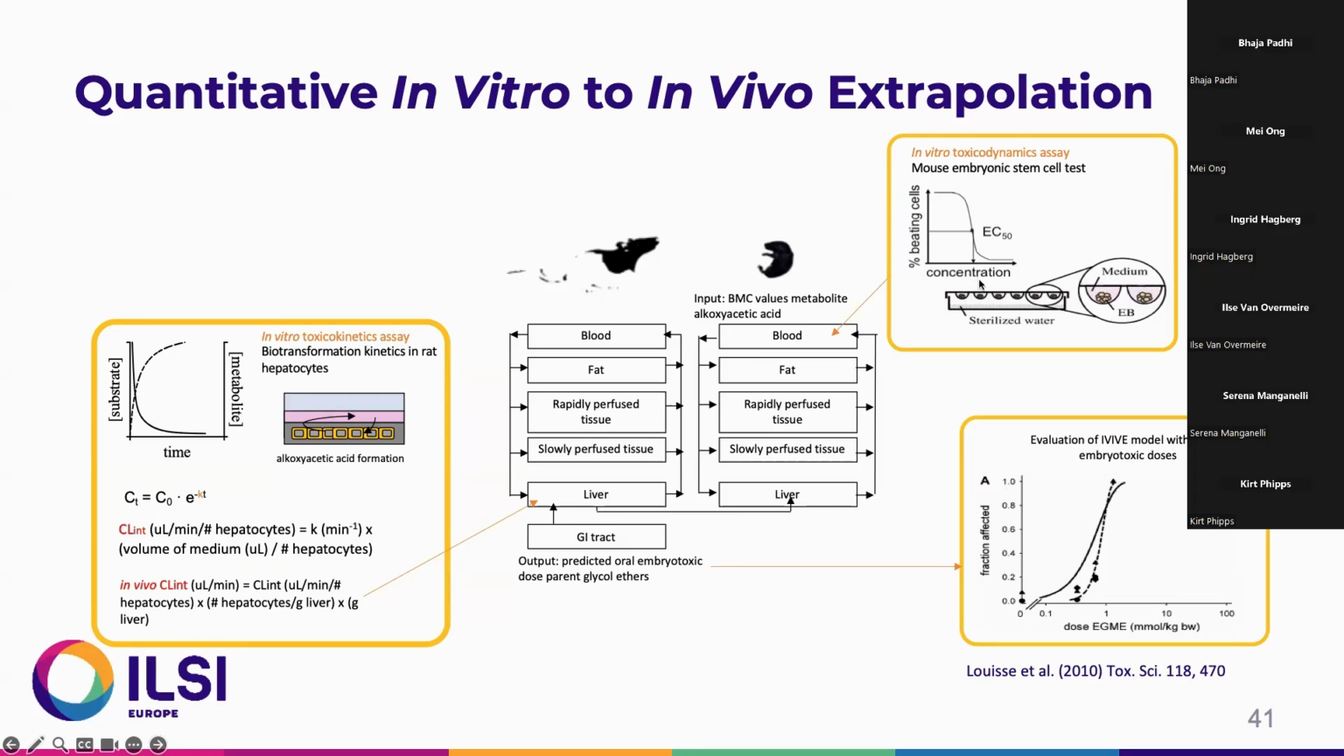He tested these glycol ethers, or at least the metabolites of the glycol ethers, in this mouse embryonic stem cell test. And then you use this PBK model to back extrapolate what the dose of the mother rat should be to explain the embryotoxicity of these glycol ethers. And this is for one of them, but the others look equally beautiful.